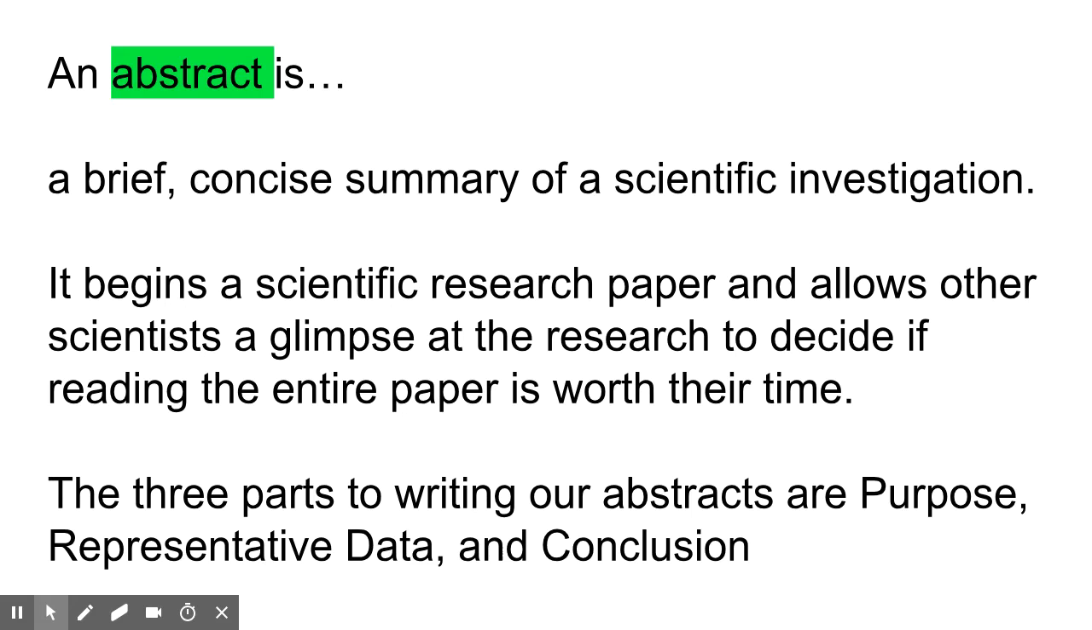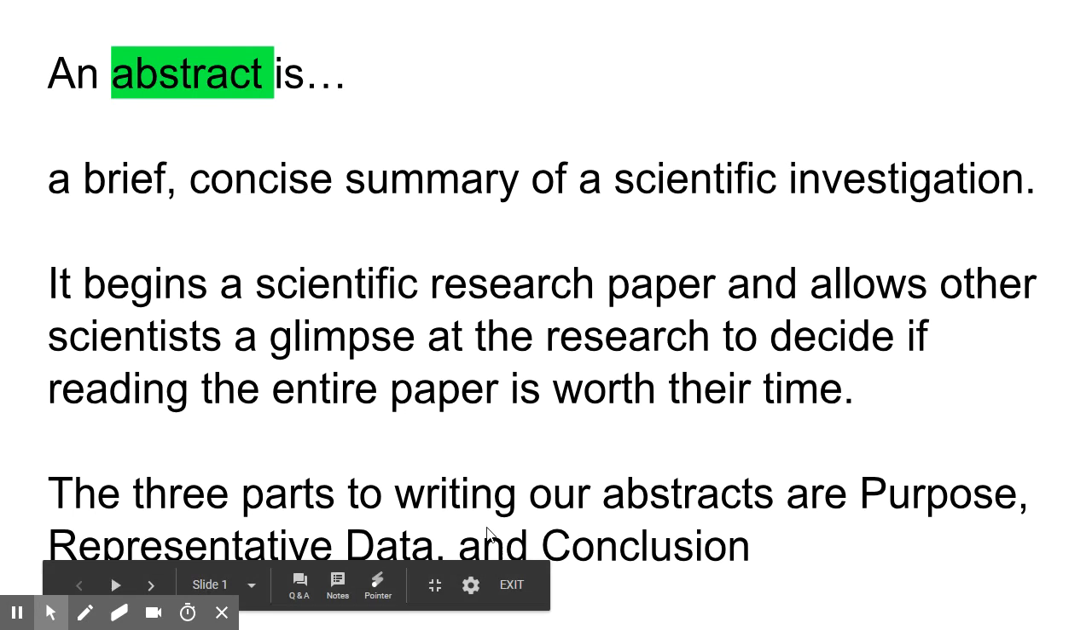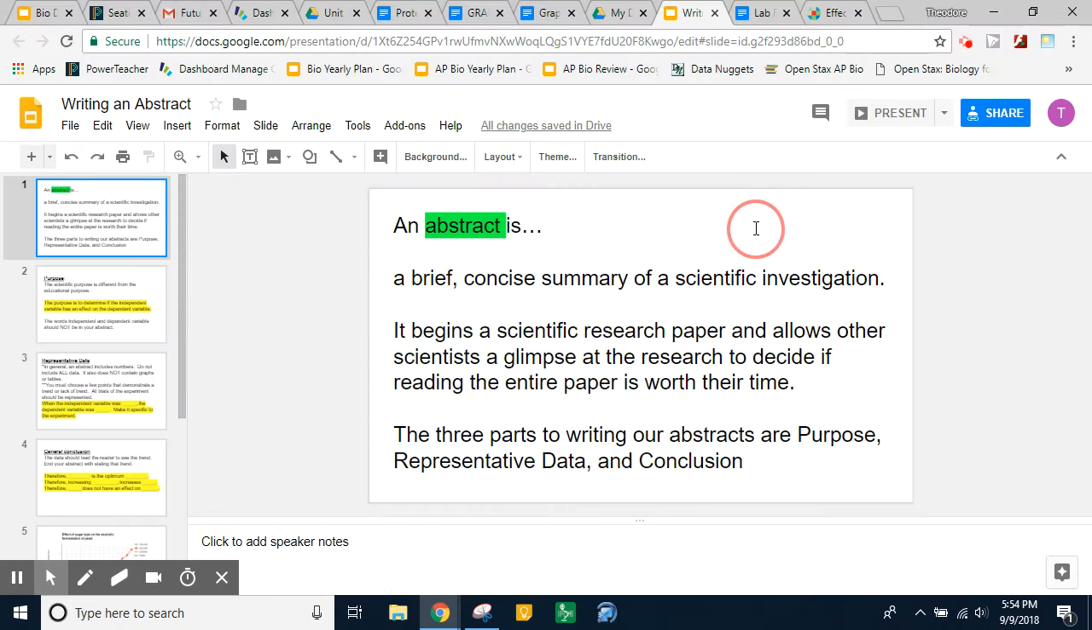It begins a scientific research paper and allows other scientists a glimpse at the research to decide if reading the entire paper is worth their time, because an actual scientific research paper can be very long. Before they invest a lot of time into reading all that research, an abstract will give them a glimpse. So before we get into the parts of writing our abstracts, I want to take a little look.